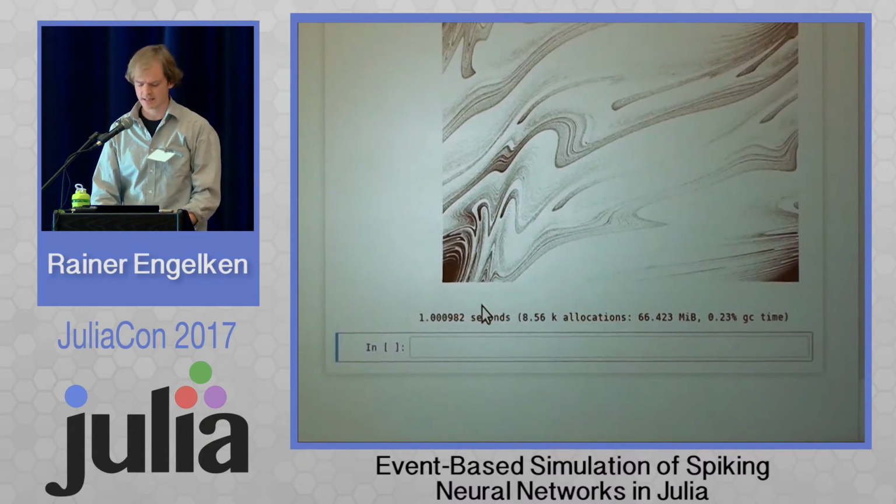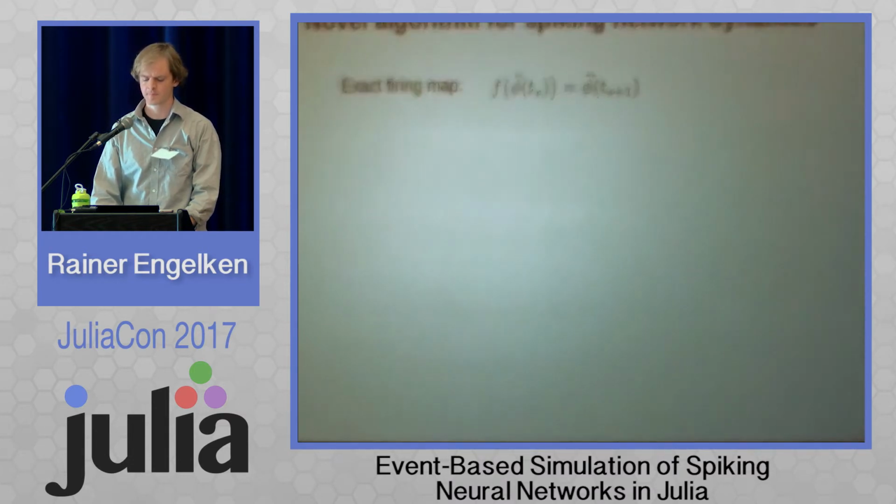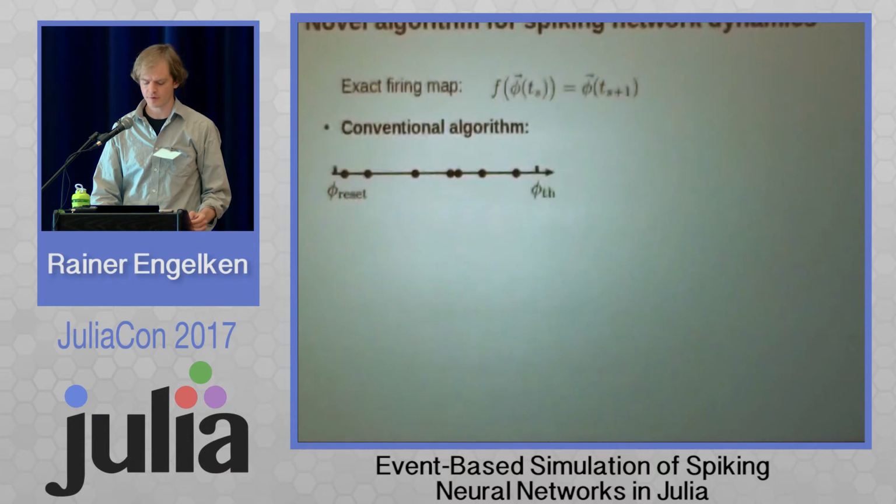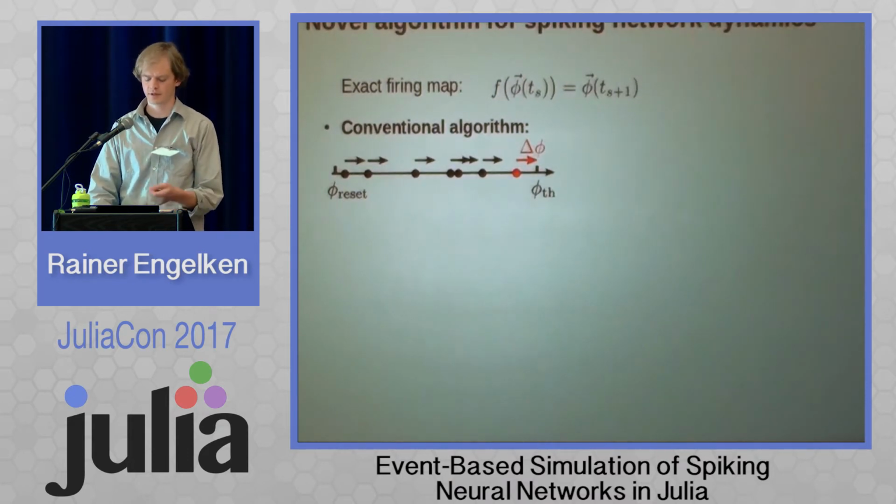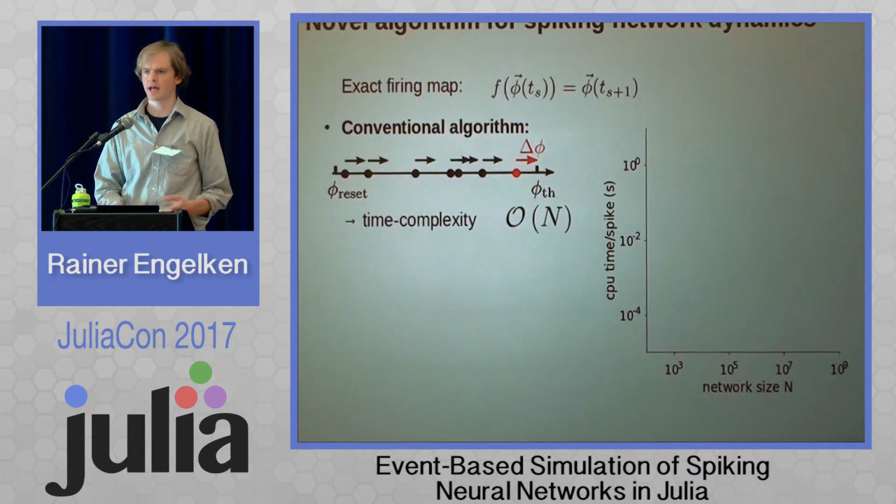What I really want to understand is very large spiking neural network dynamics and quantify them. So just to recapitulate, we had this exact firing map. The conventional algorithm, which I just described, is you map your membrane potentials to a phase. Each dot here signifies 1 neuron, and then you iterate through all neurons, find the maximum phase, push all neurons forward by this increment, and subsequently update postsynaptic neurons. And obviously, this is order n, because you have to iterate through all neurons to find the next spiking neuron, and you have to push all neurons forward in time.